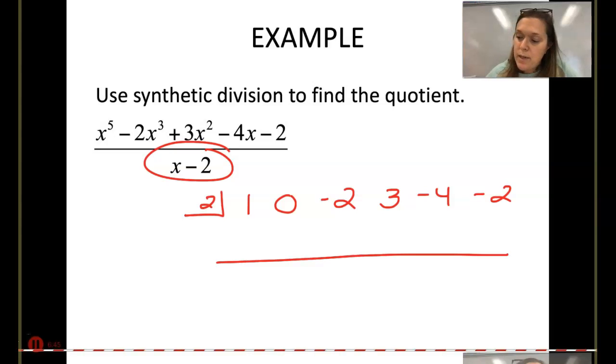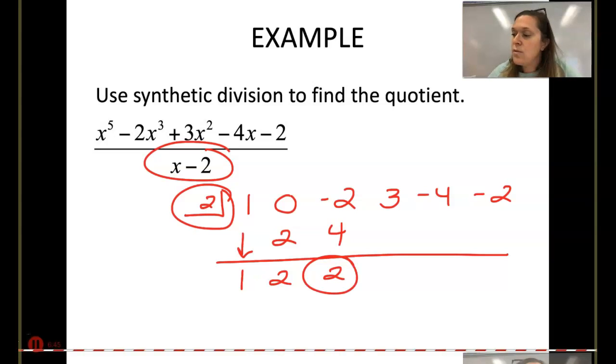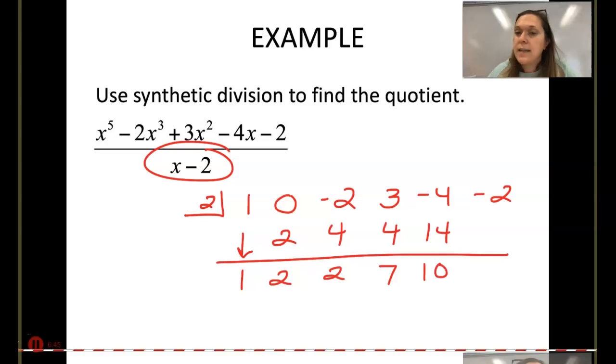All right, bring down your first, which is 1. 2 times 1 is 2. Put that underneath the 0. Adding gets us 2. 2 times 2 is 4. Put that underneath the negative 2. Adding gets me 2. 2 times 2 is 4. Put that under the 3. Adding gets you 7. 2 times 7 is 14. Adding gets you 10. 2 times 10 is 20. Adding gets you 18. So right here is your remainder.